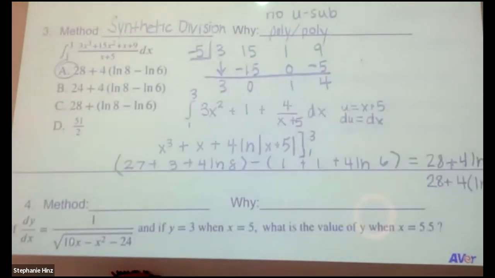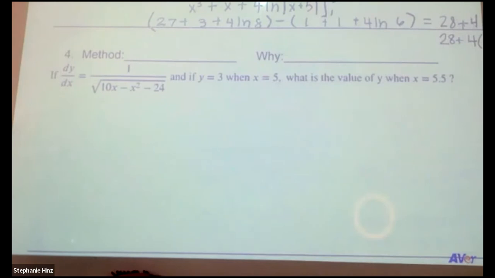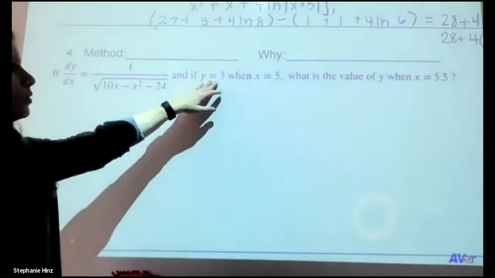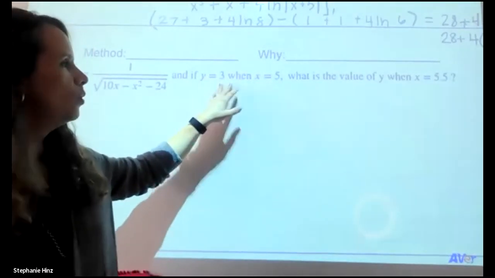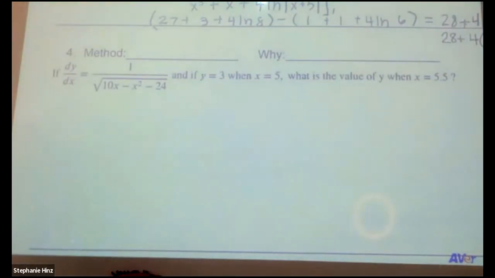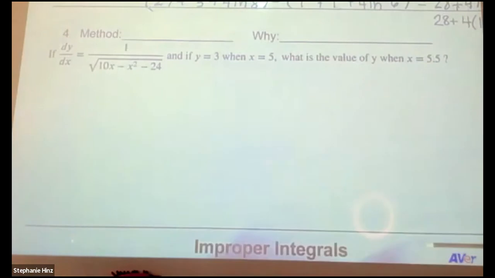All right, let's look at the next one. This is question number 4. Question number 4, this one's not multiple choice, and this is a little bit different. They've given us a differential equation. They said if dy dx equals this, and if y equals 4 when x equals 5, so that's just an ordered pair, what is the value of y when x equals 5.5? All right, so we have 2 pieces of information, and we need to find the third.